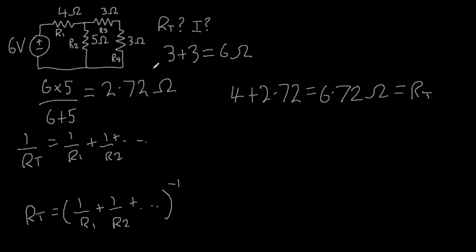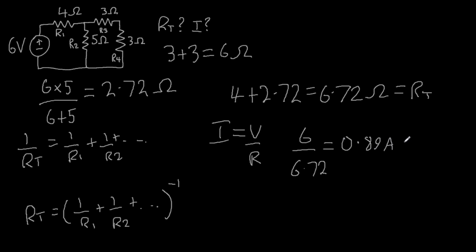Now, the other problem is to find the total current. It's easy from here. It's just I equals V over R. Therefore, 6 over 6.72 will give you an answer of 0.89 amps, which is the answer to this problem.